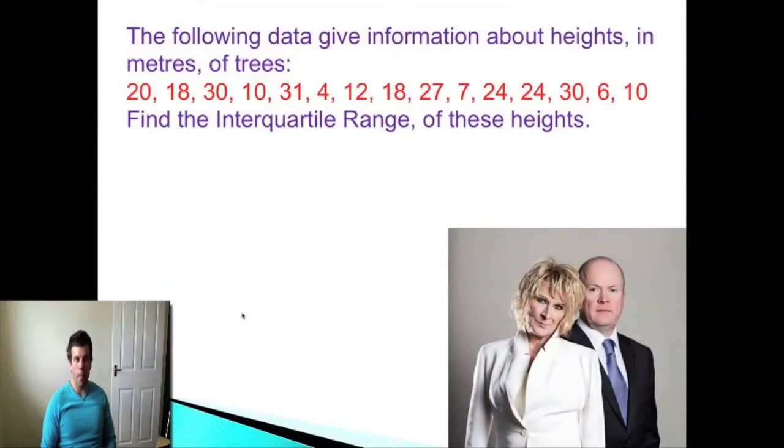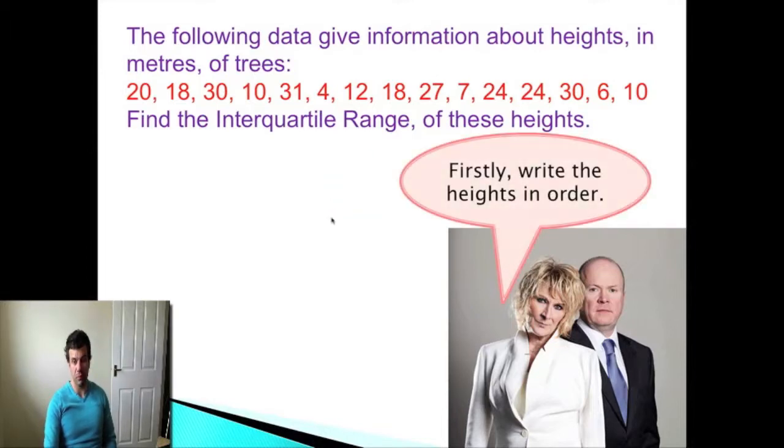Here's an example. In meters, we've got the heights of so many trees. 1, 2, 3, 4, 5, 6, 7, 8, 9, 10, 11, 12, 13, 14, 15 trees have their heights measured in meters. Our job is to find the interquartile range of these heights. Just a quick question for you. If there are 15 trees, what is the value of n for this example? Yeah, it will simply be 15.